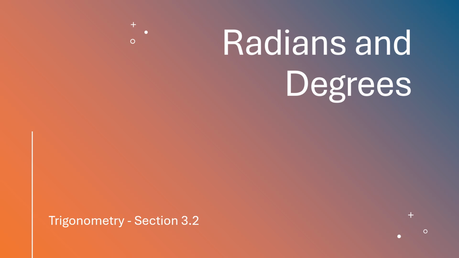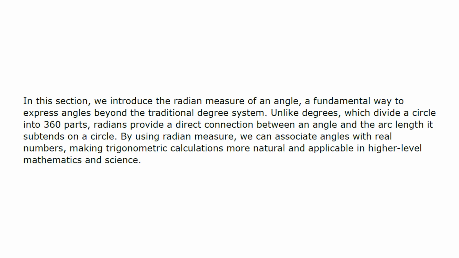Welcome to section 3.2, radians and degrees. In this section, we introduce the radian measure of an angle, a fundamental way to express angles beyond the traditional degree system. Unlike degrees, which divide a circle into 360 parts, radians provide a direct connection between an angle and the arc length it subtends on a circle. By using radian measure, we can associate angles with real numbers, making trigonometric calculations more natural and applicable in higher level mathematics and science.